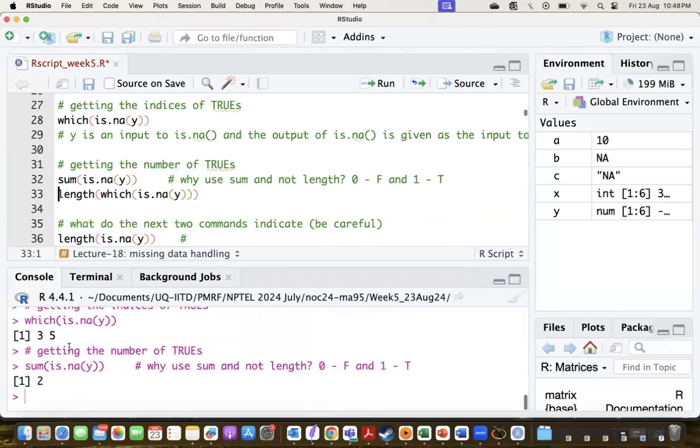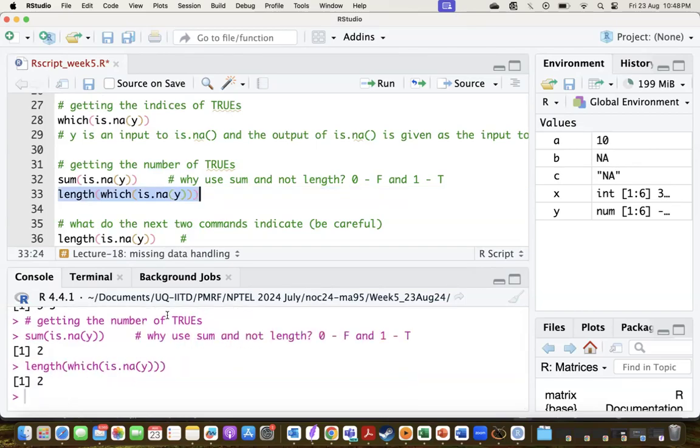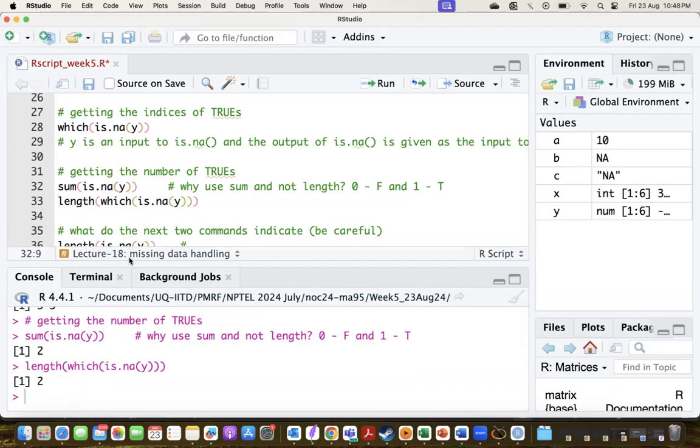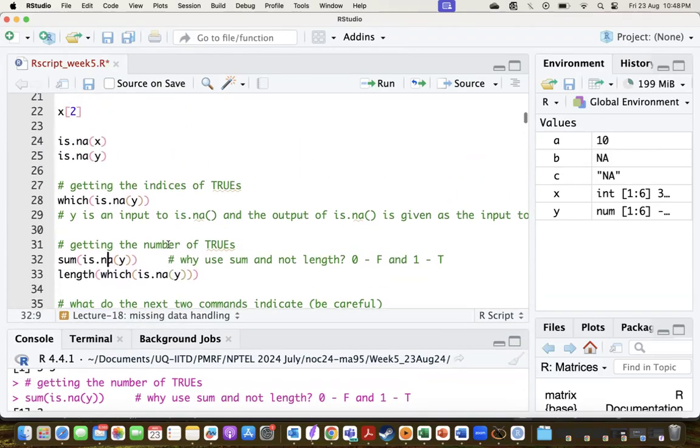So if I run this, I get 2 as the answer. On the other hand, this output, I can just count how many elements are there in this output. So I can just say length of this output, which I did here. If I run that, I again get 2. So this is an extra bit. It was not covered in the classes as such, but it would just enhance your understanding of what each of these functions is doing.